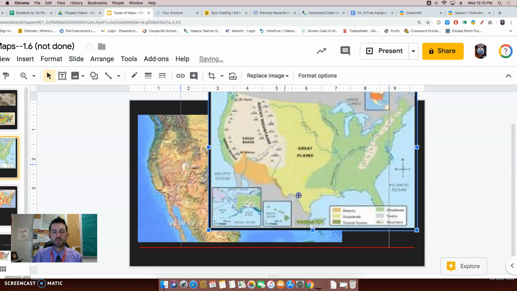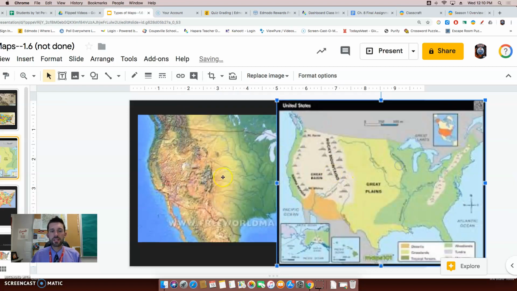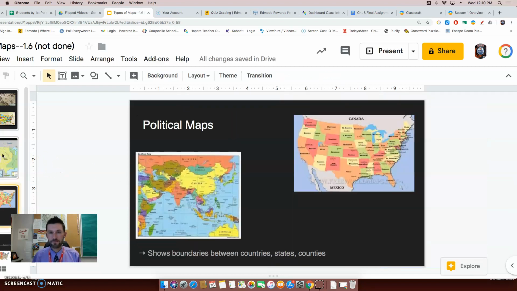This map also is a physical map. Now notice it doesn't show the elevation, but it's still a physical map because it's telling us about what the area looks like in terms of its geography and nature-made items. You can't really see because it's pretty blurry, but we can see the orange is deserts. This light green is grasslands. So again, two different types of physical maps.